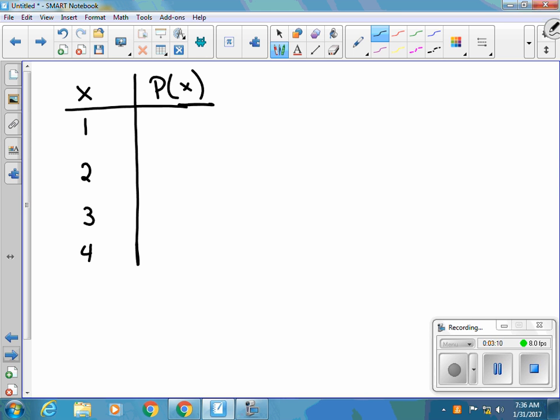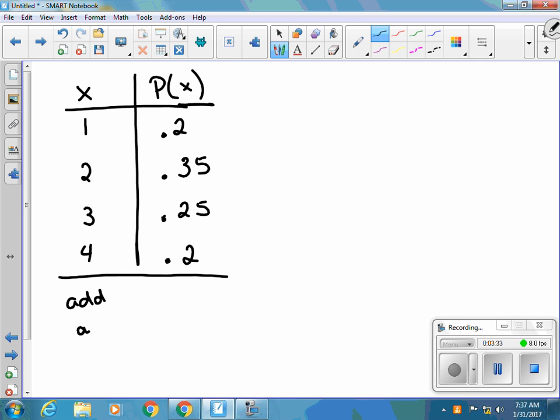Say the probability of getting a 1 is 0.2. Say the probability of getting a 2 is 0.35. The probability of getting a 3 is 0.25. Probability of me getting a 4 is going to be 0.2. Now, if I were to add all of these up, you would see that you'd get 1.0, which is our overall goal. That's how we know that it's going to be a probability distribution, because the sum is 1.